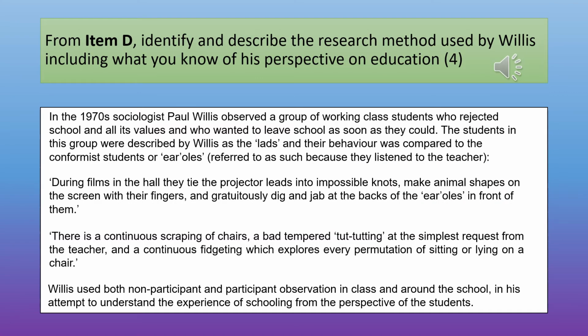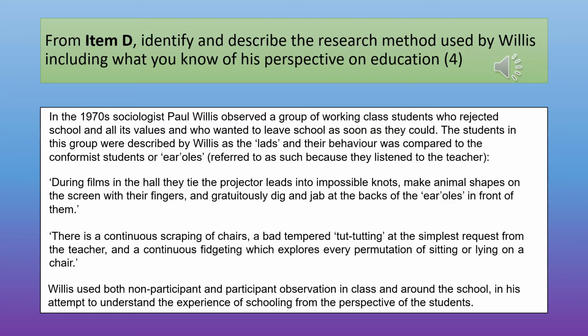This question, we're going to be the one item we look at from item D. Identify and describe the research method used by Willis, including what you know of his perspective on education. So essentially you get a small extract talking about Willis's research. In this case, sometimes it might be from the actual research themselves in the exam. So you will have looked at Willis in lessons, obviously, and you'll know that you can pick stuff up from the actual exam paper here.